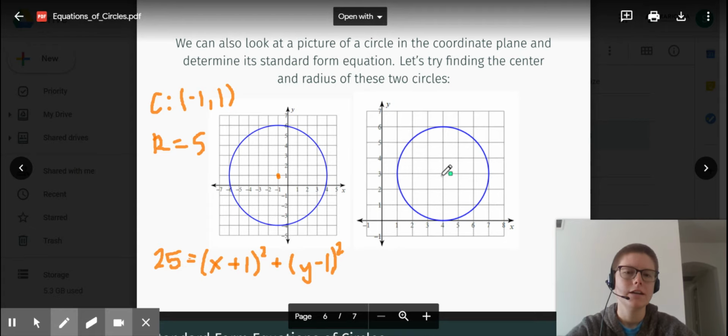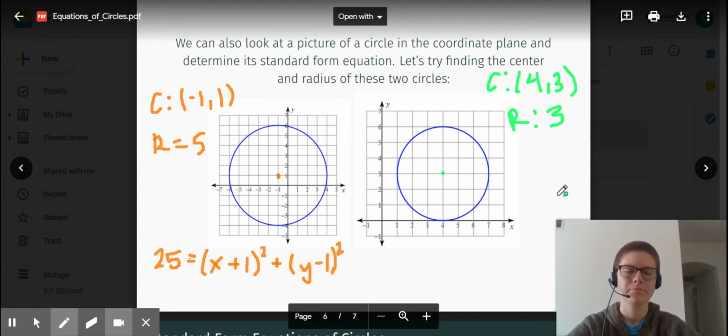All right, next example, I think the center is probably this point right here. Looks like it's 3 away, up, down, left, and right. So that means our center is at 4, 3. And our radius is 1, 2, 3, 1, 2, 3, 1, 2, 3, so it's 3.